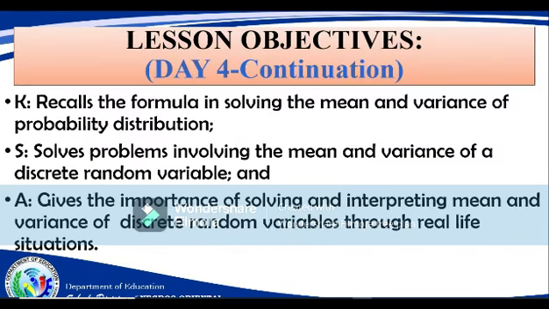Now we are on the 4th day. Let's start with the objectives. Recall the formula in solving the mean and variance of a probability distribution, solve problems involving the mean and variance of a discrete random variable, and, for the affective objective, give the importance of solving and interpreting the mean and variance of discrete random variables through real life situations.